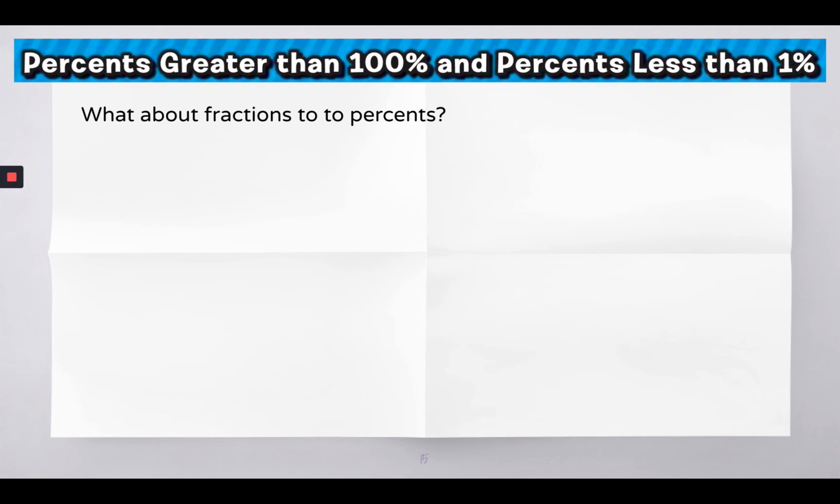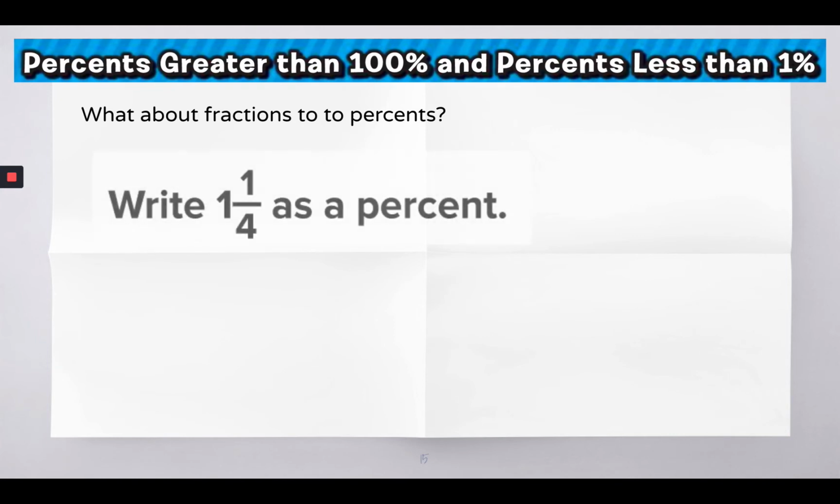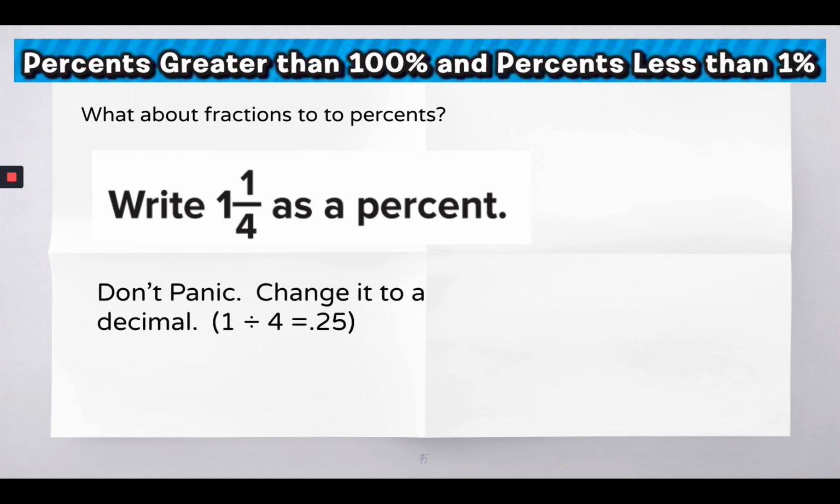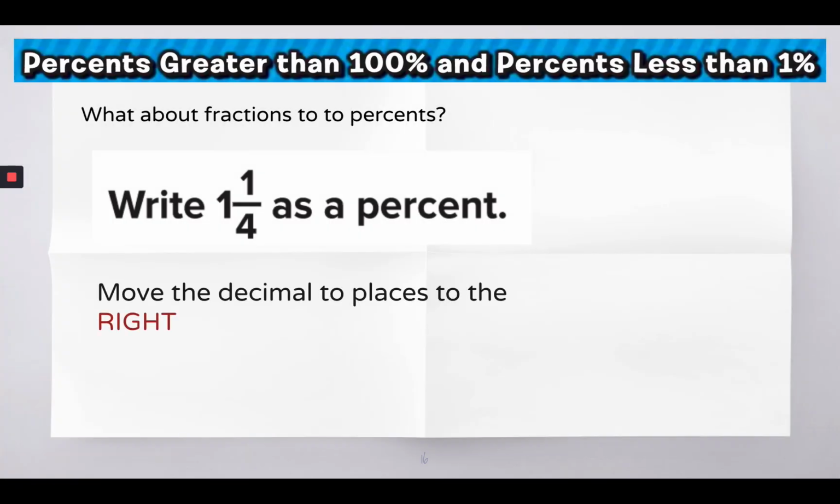Whew, all right, last one, fractions into percents. So you might get a question like this today, right? 1 1/4 as a percent. Well, just remember, don't panic. I know a lot of you guys see fractions and you panic. Don't panic. Just change it into a decimal, and you do that by going 1 divided by 4. It's going to give you 1.25. And then that's a decimal. To change it to a percent, you move it 2 spaces to the right. So it's 125%.